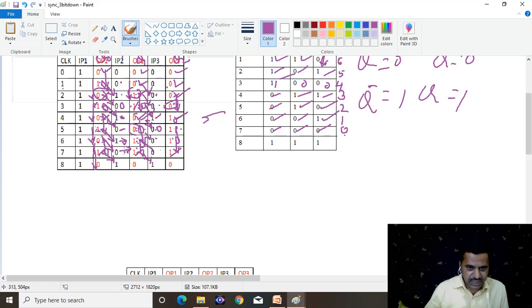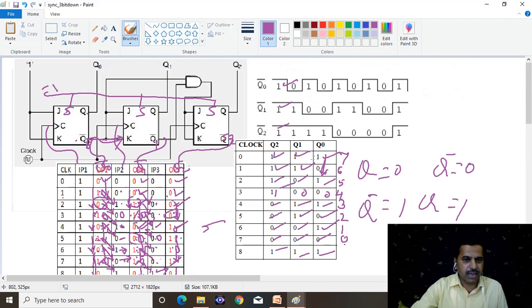Then there is no change here, 1 to 1. Again there is no change here, that is 1 to 1. Because the input is 1, it changes state from 1 to 0. Now we are getting 1, 1, 1 again. Again it repeats the sequence after applying the 8 clock pulses. In this fashion the 3-bit synchronous down counter works.